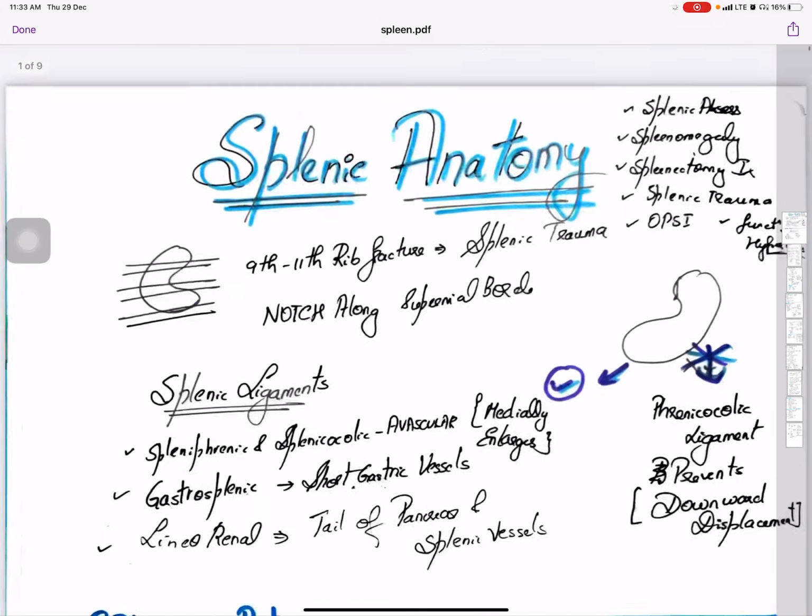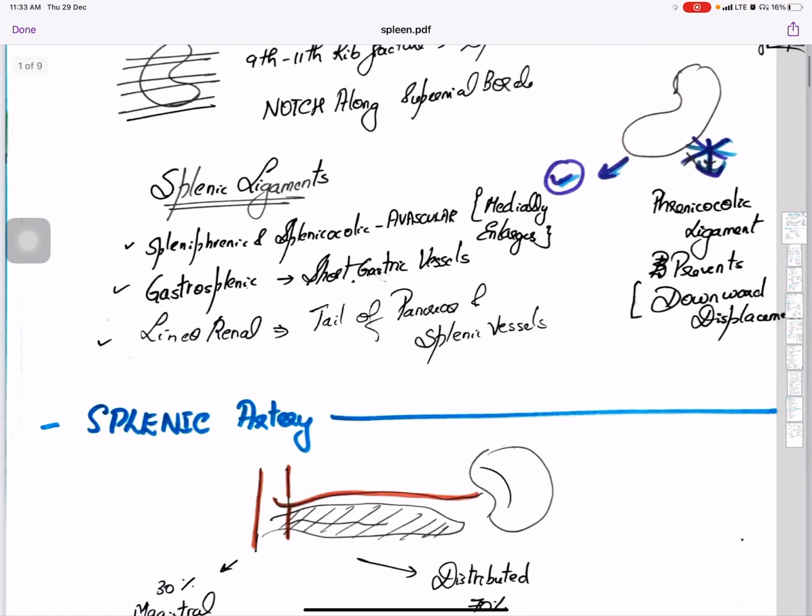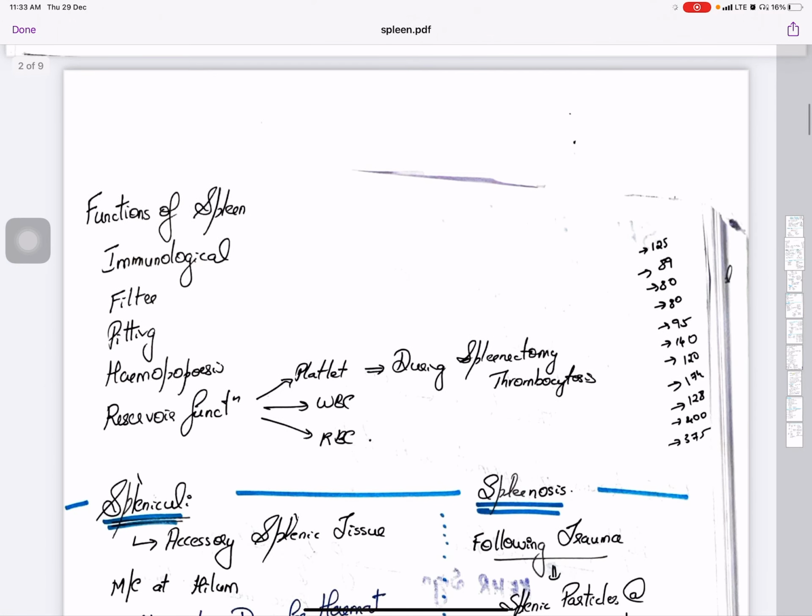Functions of spleen is encapsulated here. Immunological filter, pitting, hematopoiesis, and reservoir function. It's called culling. Production of lymphocytes, plasma cells, antibody production, white pulp, immunological response, reservoir of platelets, immune function, removal of RBC, production of RBC in fetal development, and removal of antibody.